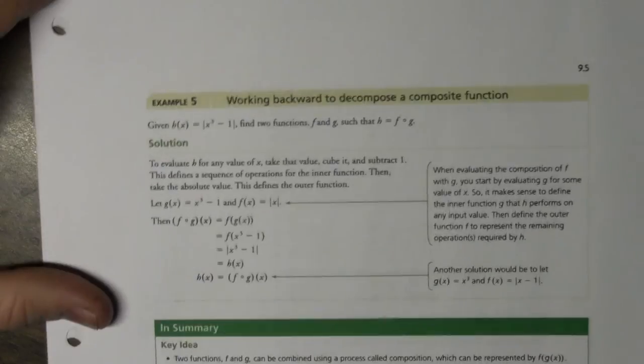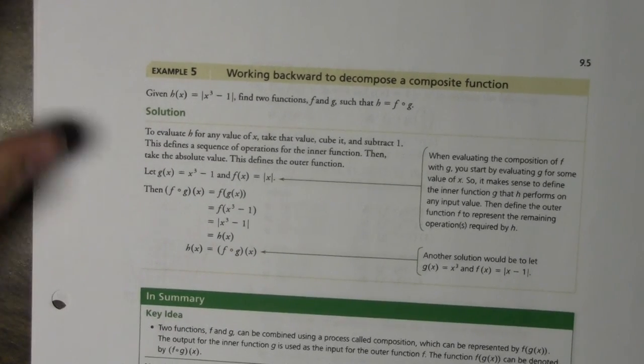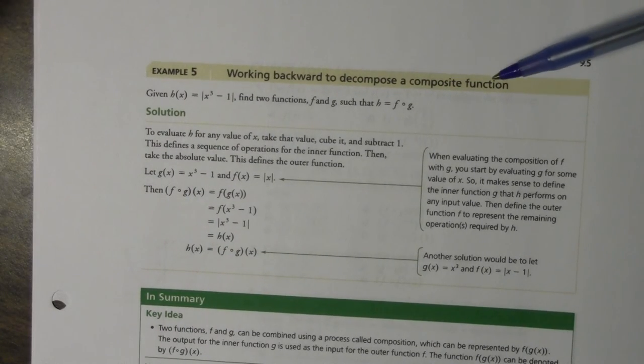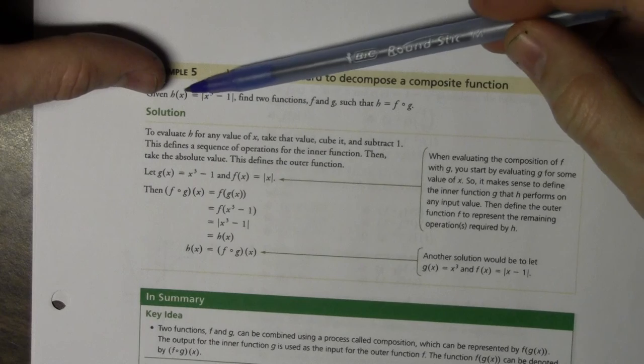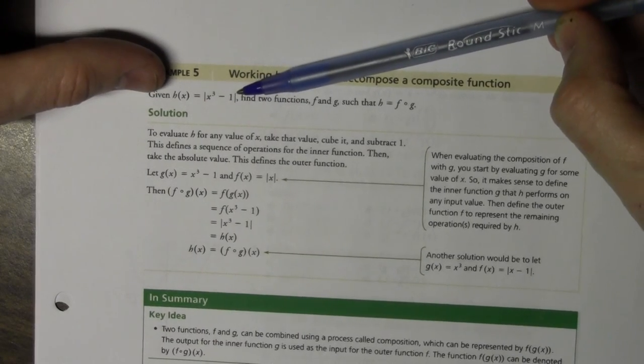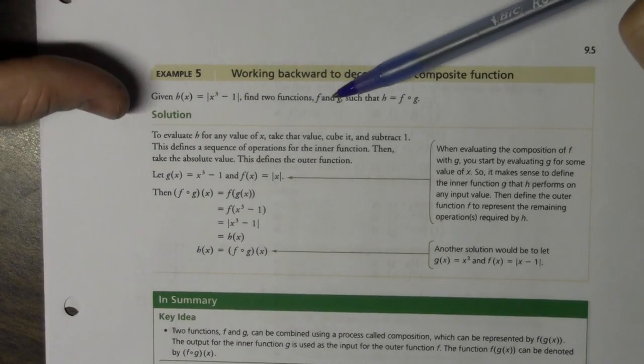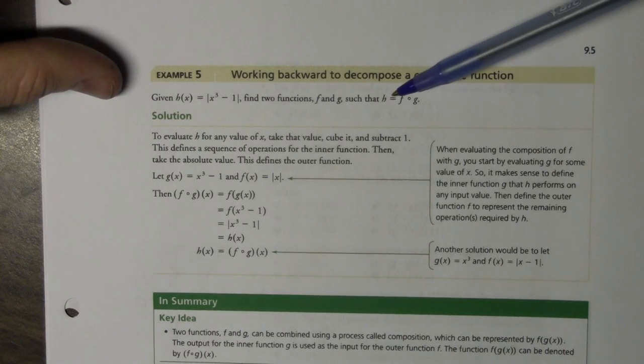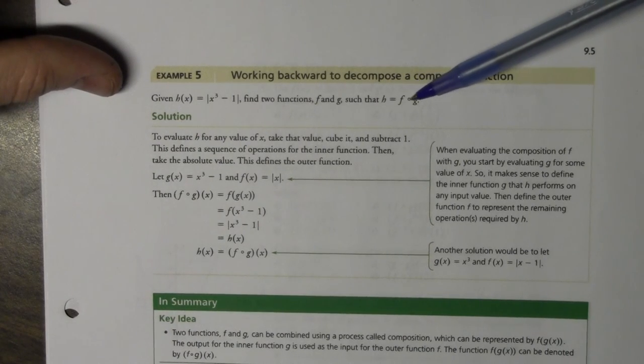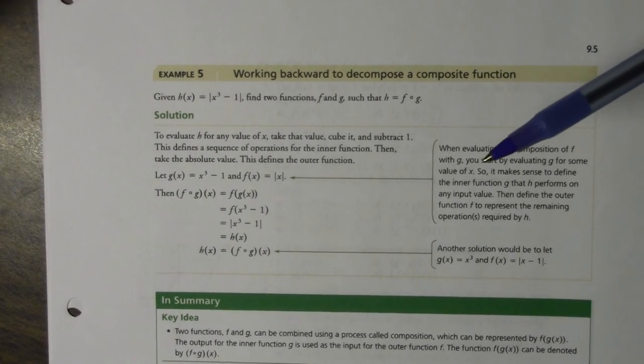All right, last one. Working backwards to decompose a composite function. So if we're given this complex function, we want to find two functions f and g such that h is equal to f composed of g.